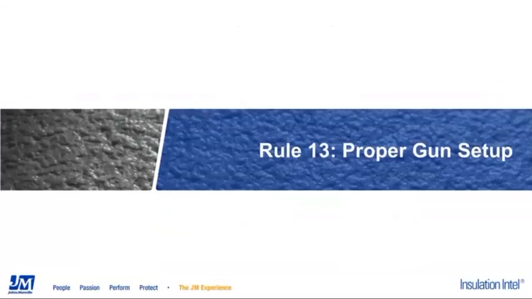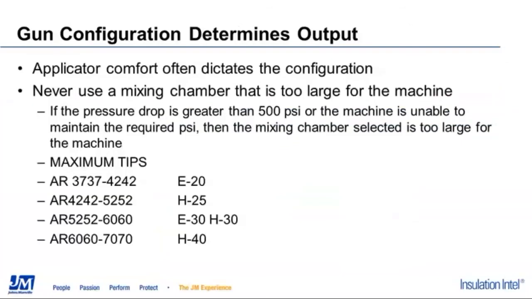Proper gun setup. Really what we're saying here is right back to that comment we were talking about a moment ago, which is if you pull the trigger and that pressure drops more than 500 PSI, it sounds like that mix chamber is too big. So notice on this list, these are the maximum size tips recommended for these machines. So an E20, it won't really support a 52-52.